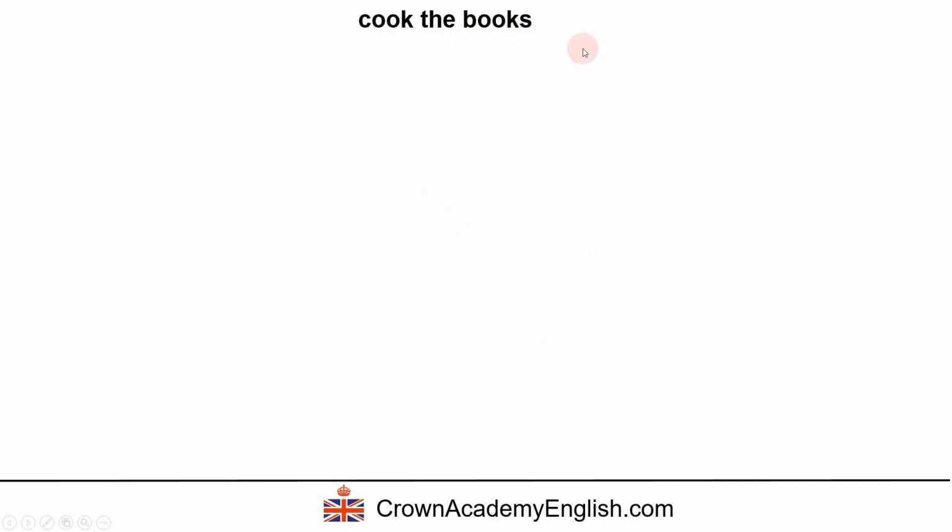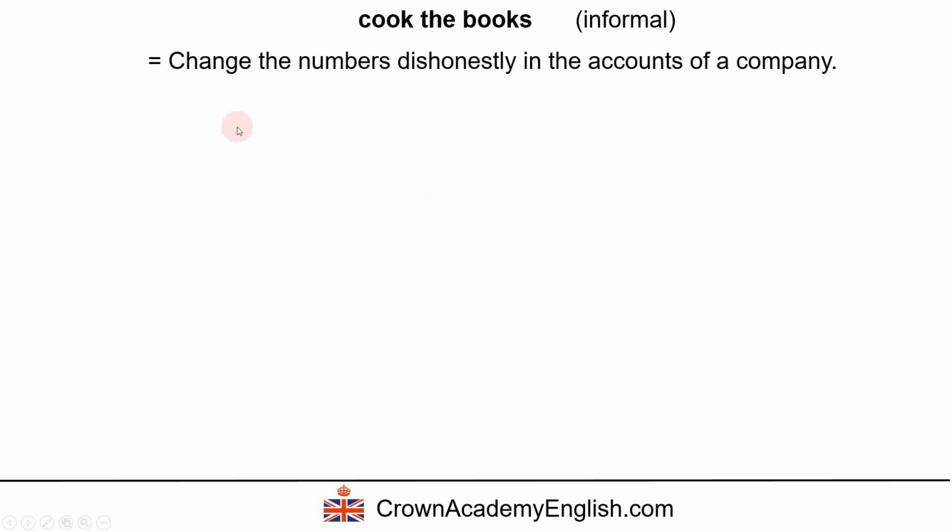Cook the books, and this is an informal expression. So it means to change the numbers dishonestly in the accounts of a company. So there are two types of accounts for a company. There is the balance sheet, and there is also the profit and loss accounts. So to cook the books means to change those accounts, to cheat. So they are dishonestly changing the numbers.